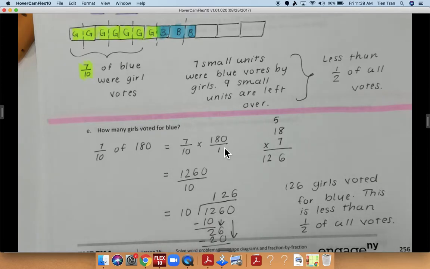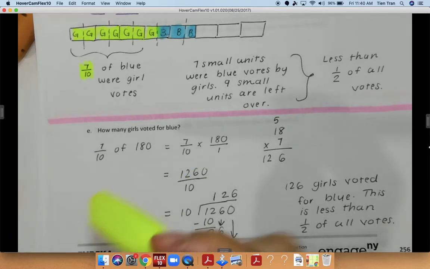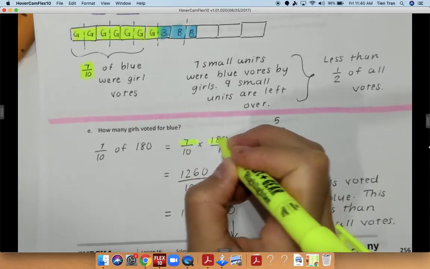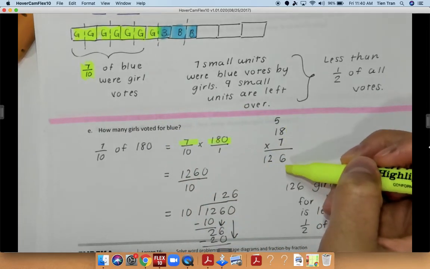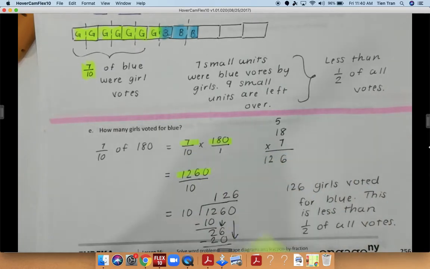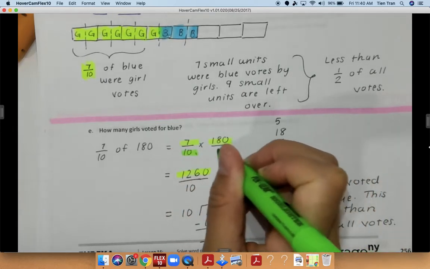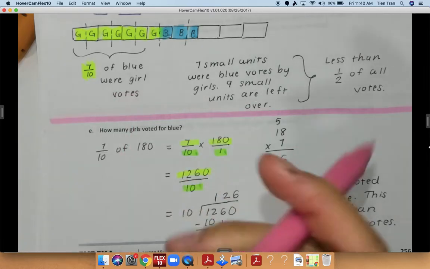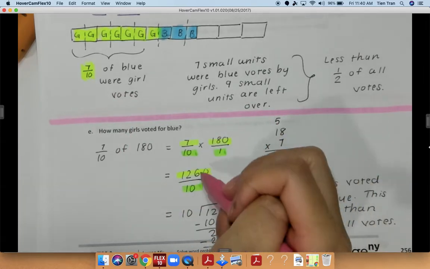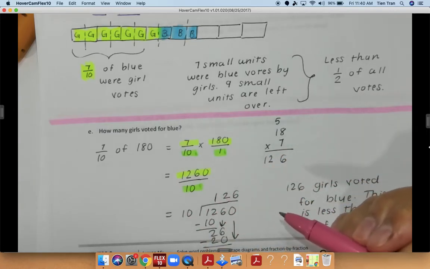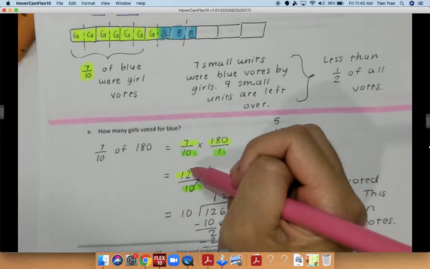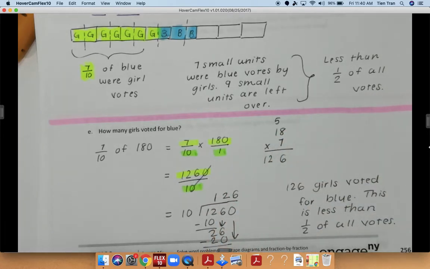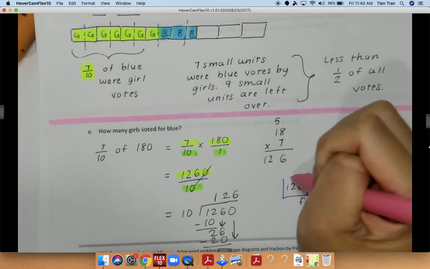So what I'm going to do is multiply 7/10 of 180 in order to figure out how many votes were voted for girls. So I'm going to multiply 7 times 18, which I got here 126, and I added a 0 at the end, so I get 1,260. And then I multiply 10 times 1, which is equal to 10. And what I'm going to do is divide. So divide 1,260 by 10, or you can cross it off, and 126 divided by 1 is equal to 126. So 126 girls voted for blue.